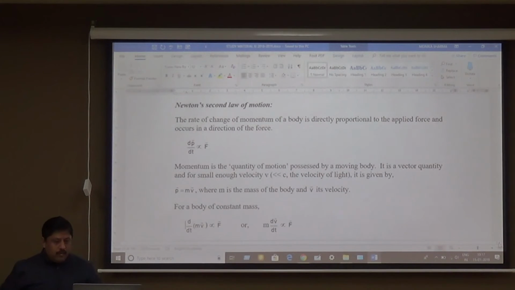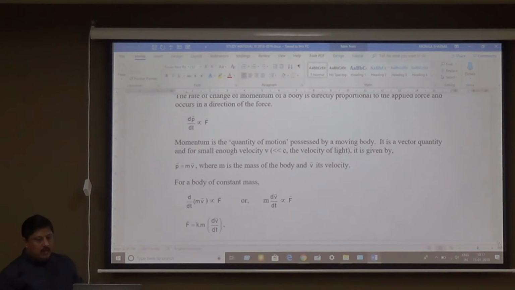Newton's second law: the rate of change of momentum of a body is directly proportional to the applied force and it occurs in the direction of the force. If you apply a force on a body, then the body moves in the direction of the force. If it is applied at some angle, then it moves in the direction of the horizontal component of the force. So dP by dt is proportional to F. Momentum is the quantity of motion possessed by a moving body, as we have already discussed in the example of the truck and car.